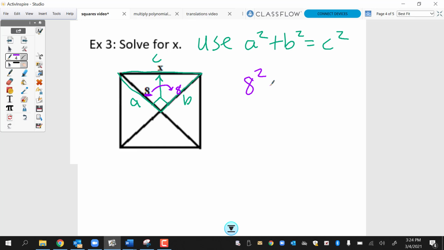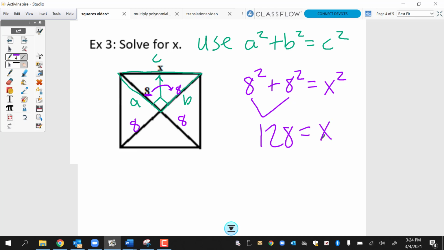So we're going to write that down. 8 squared plus 8 squared equals x squared. I know I could put 8 on all parts of the diagonals. This is 8. This is 8. Over here is 8, 8. All over, all the diagonals. So we're typing this in the calculator. 8 squared plus 8 squared. You get 128 equals x squared.